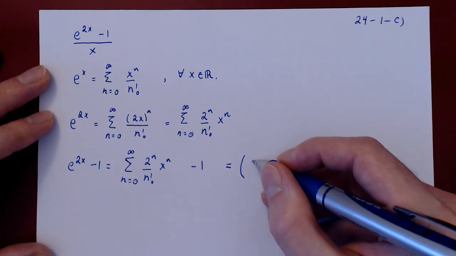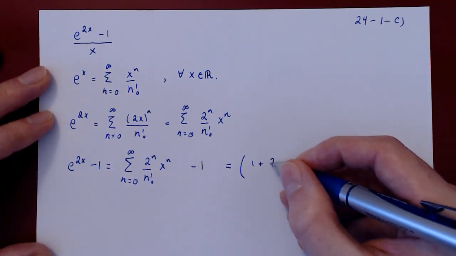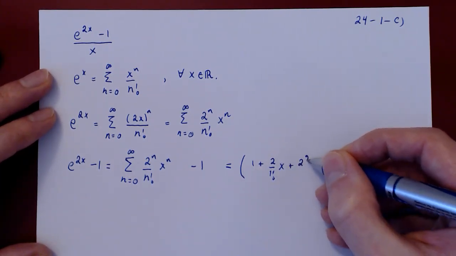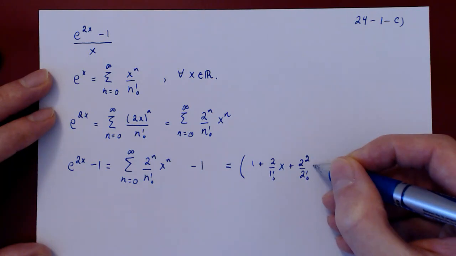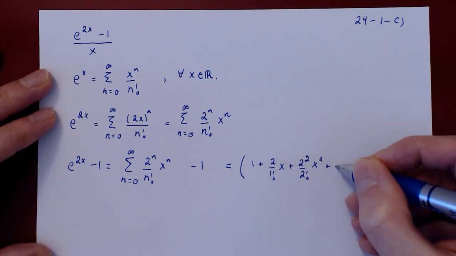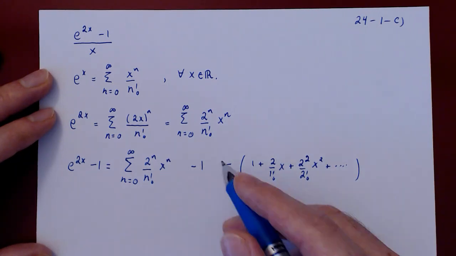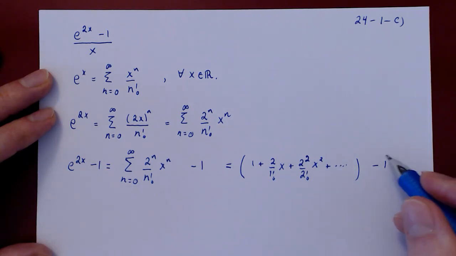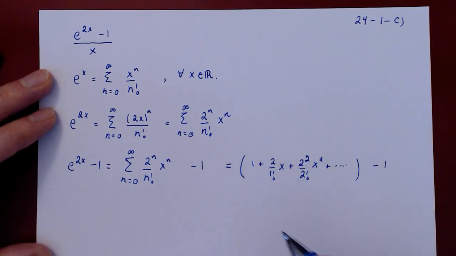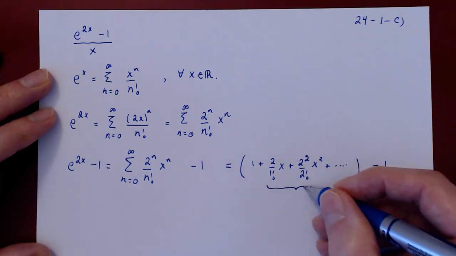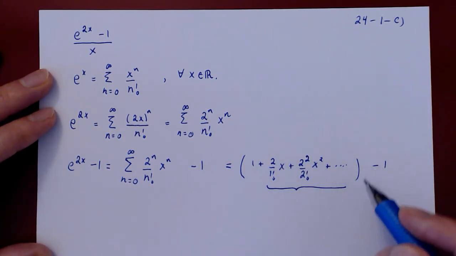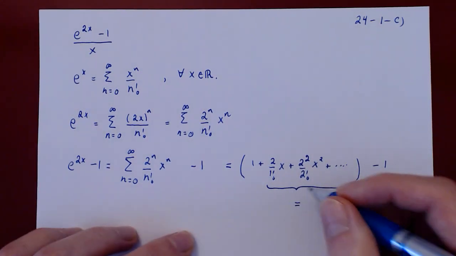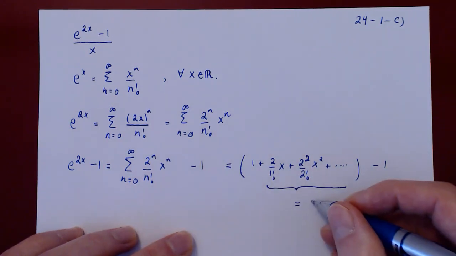So when n is 0, we have 1. When n is 1, we have 2 over 1 factorial x. When n is 2, 2 squared over 2 factorial x squared, and so on, and then minus 1. And notice that the first term of the series is 1, so this will simply cancel the first term of the series, and every other term in this infinite expansion will be left unchanged. So this is exactly the same as the original series.